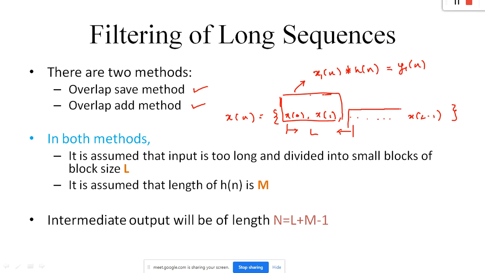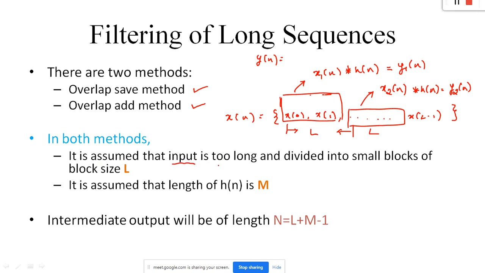Similarly, once again I'll go with the next length L, another L sequence. Then I will get the x2 sequence, and I convolve that with h of n, and again I'm going to get a y2 of n. Then I'll take the final y of n with the help of y1, y2, y3, and so on. That particular method depends on whether I make use of the save method or the add method. That's it.